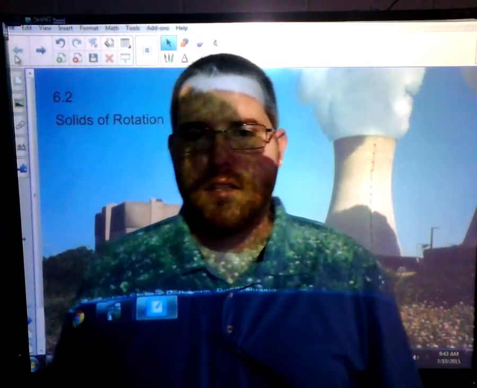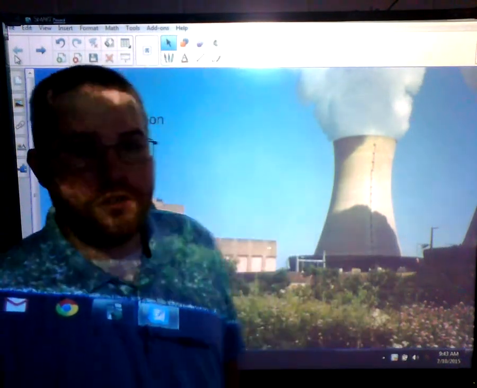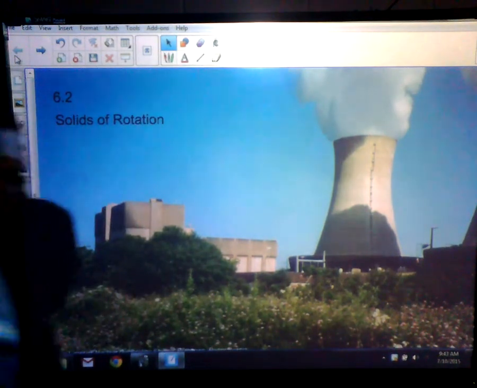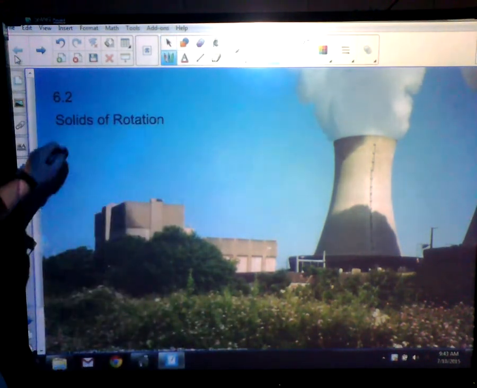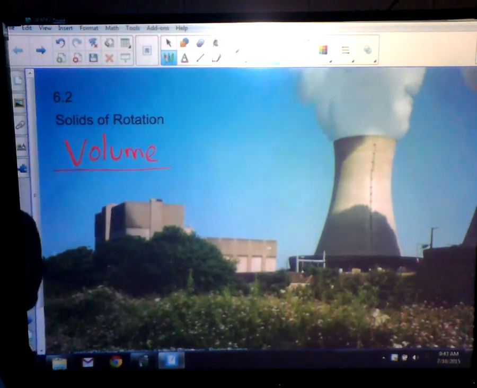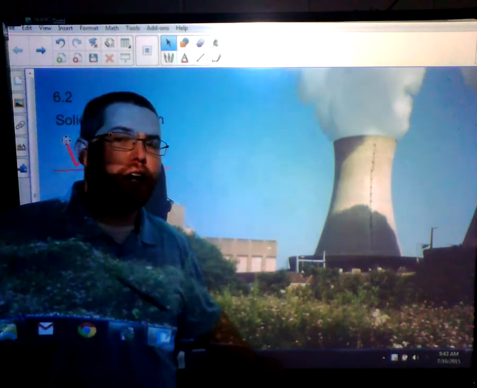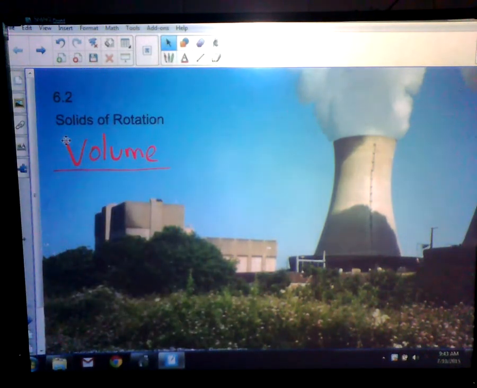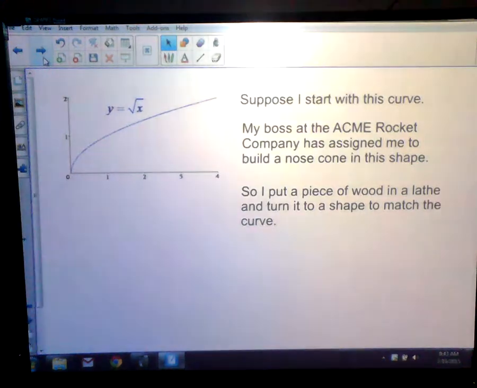Welcome back, everyone. This next section is section 6.2, solids of rotation or rotational volume. The key thing today we're going to talk about is volume. This is one of two different ways to calculate volume. If you don't know anything about area, check out the last video. You cannot do this section on volume unless you understand the last section on area. So let's take a look at this.